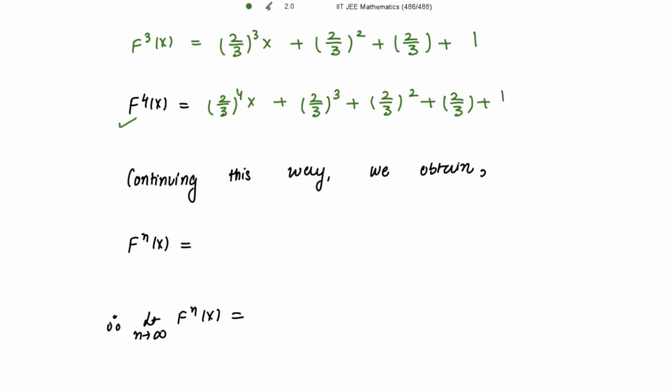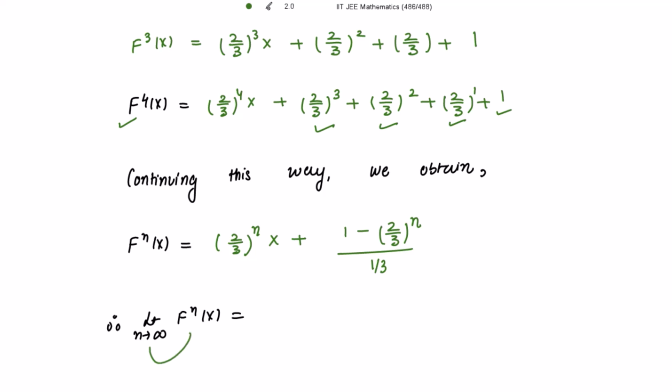Continuing this way, we obtain f to the power n of x equal to 2 divided by 3 to the power n times x plus, now this is your GP sequence. The formula for this is 1 minus the common ratio, which is 2 divided by 3, to the power of the number of terms, n, divided by 1 minus the common ratio. So this is 1 divided by 3. Writing here 1 divided by 3.